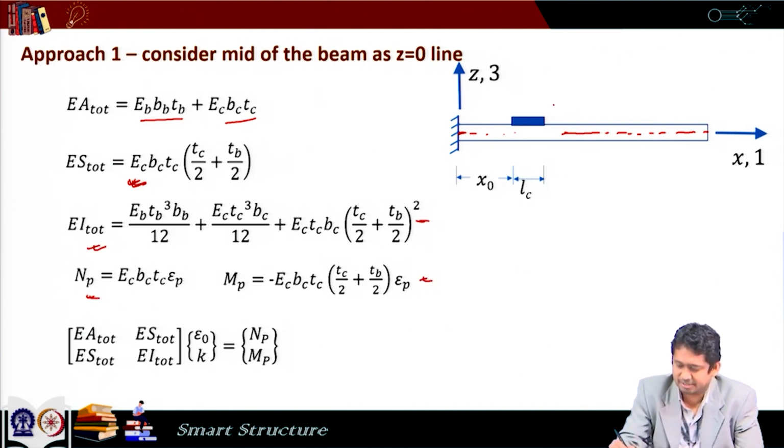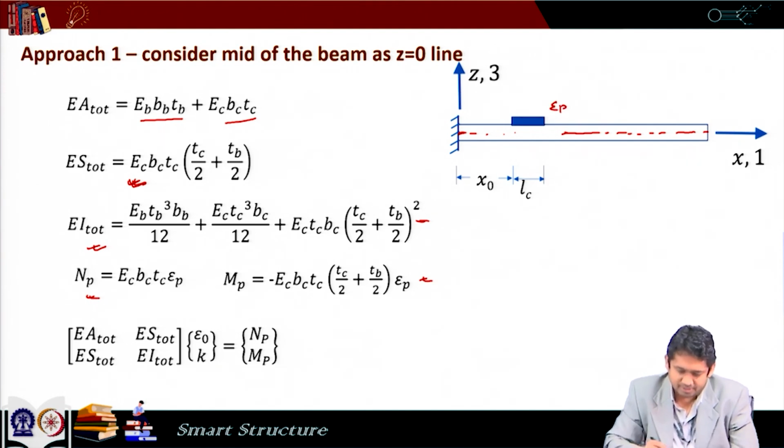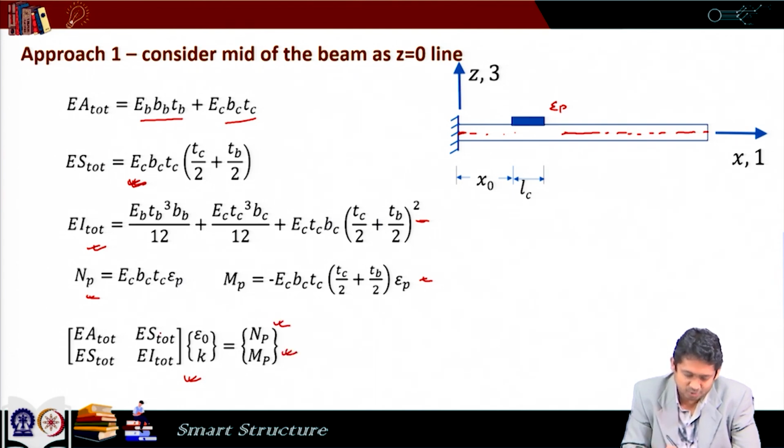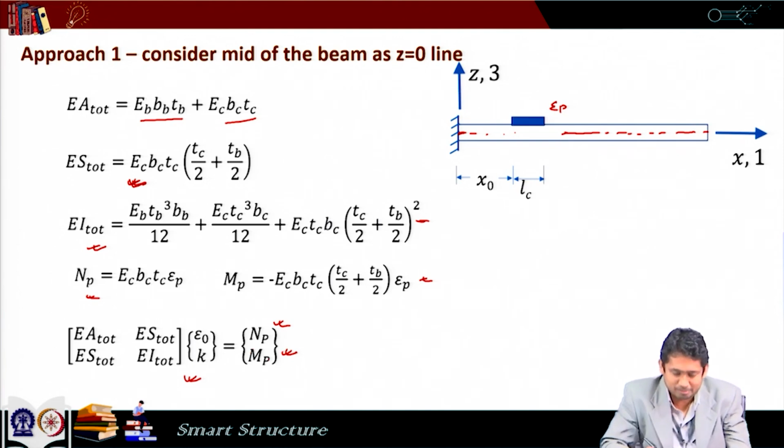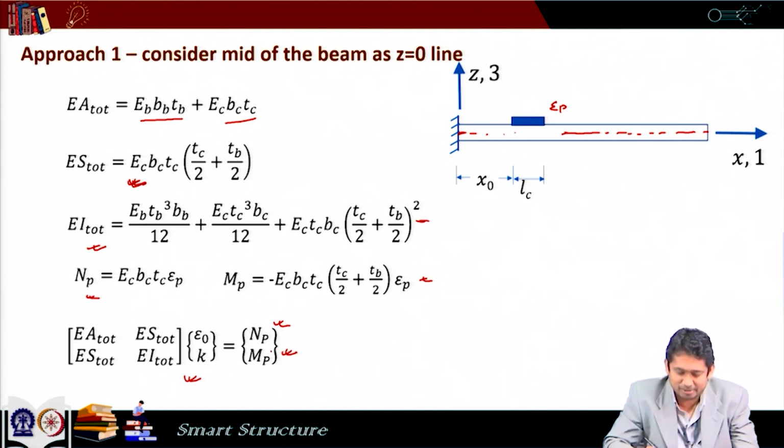So, the free strain in the beam is epsilon P. Then we can write the combined equation, which is this. So, we have both NP and MP induced and ES total is non-zero. So, we cannot solve the equations separately. We have to solve the coupled equations, and after solving the coupled equations, we will get epsilon 0 and K both, and that will give our displacement. So, we will have both non-zero displacement along the axial direction and non-zero displacement along the vertical direction.